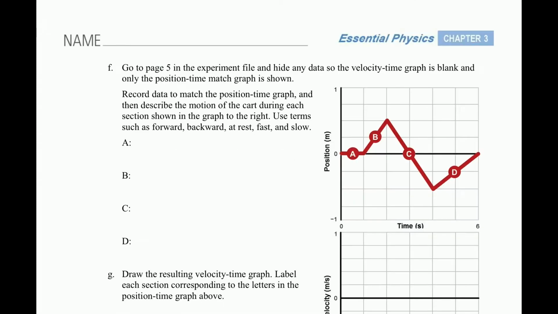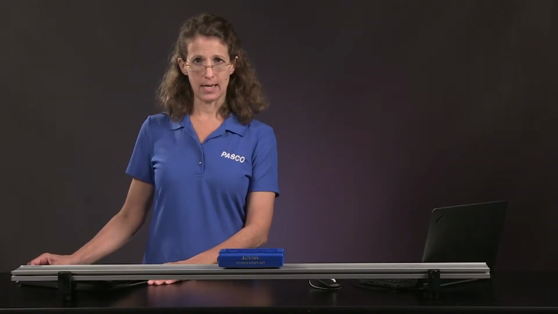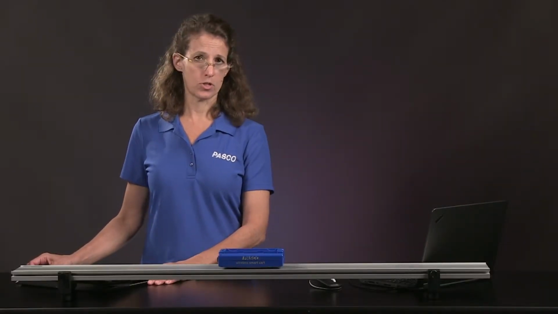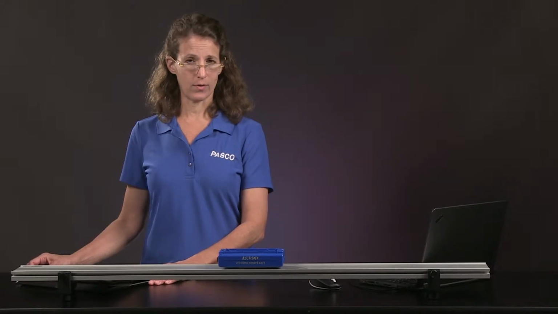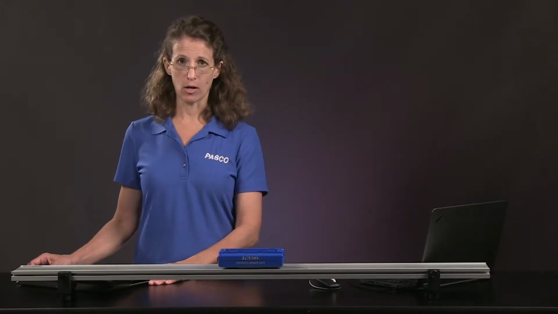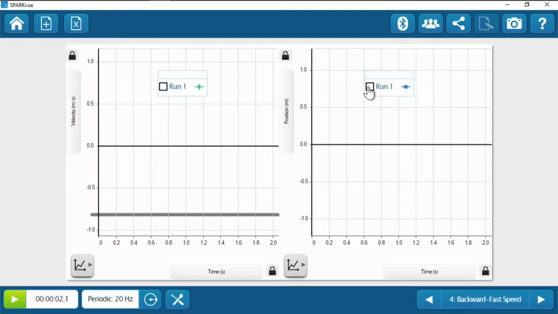In Part F, on page 3, students will combine their ideas from the velocity time match graphs and the position time graphs that they have created. Before recording data in Part 1F, students should go to the 5th page of the SparkView experiment file and hide all of the data so that the graph is blank.